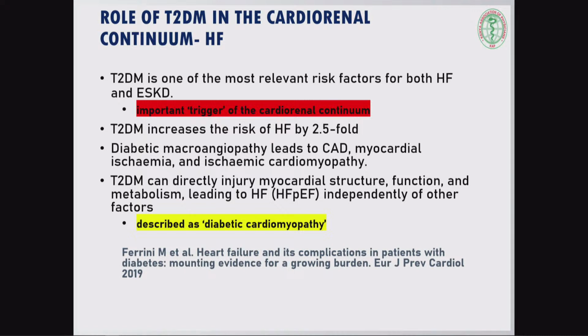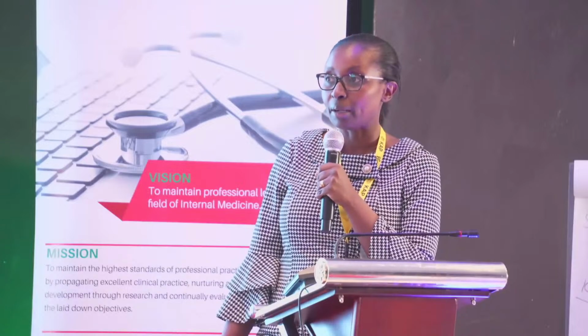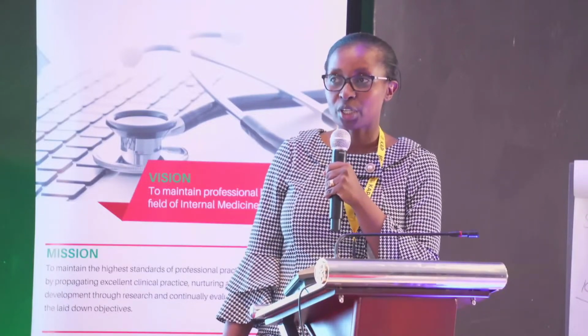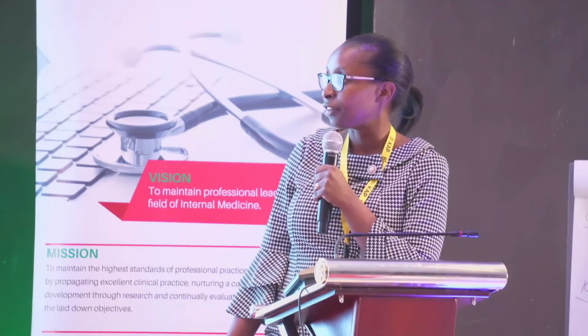So what's the role of type 2 diabetes in this continuum? Type 2 diabetes is one of the most relevant risk factors for both heart failure and end-stage renal disease. And when you have type 2 diabetes, it puts you at risk of developing heart failure of about 2.5 times that of someone who doesn't have diabetes. Macroangiopathy will lead you to coronary artery disease, myocardial ischemia, ischemic cardiomyopathy, and heart failure, mostly reduced ejection fraction. But diabetes on its own can cause direct injury to the myocardium, leading to diabetic cardiomyopathy, and most of the time the patients present with heart failure with preserved ejection fraction.